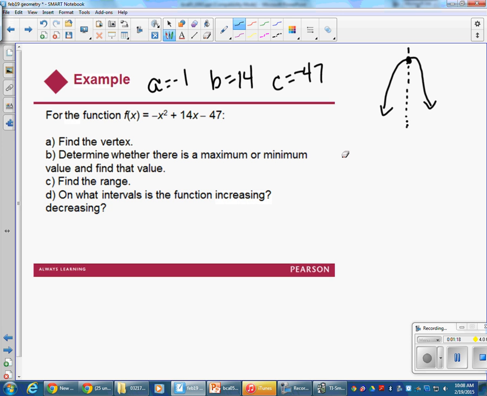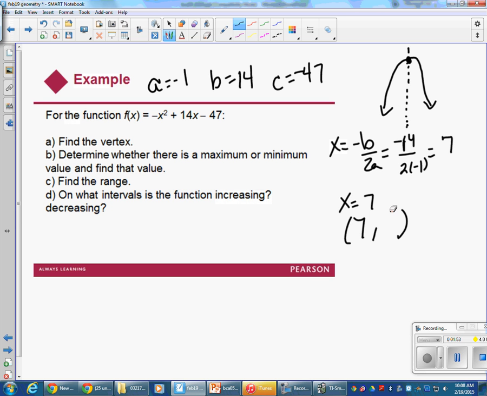So we'll start with our vertex. To find the x-coordinate of your vertex, x equals -b over 2a is the formula that we can use. So since b is 14, that'd be -14 over 2 times -1. So that's -14 divided by -2, which is +7. So x equals 7 will be my axis of symmetry. That's going to be this axis right here. It's going to split my graph in half. My vertex is going to be the point 7, something.